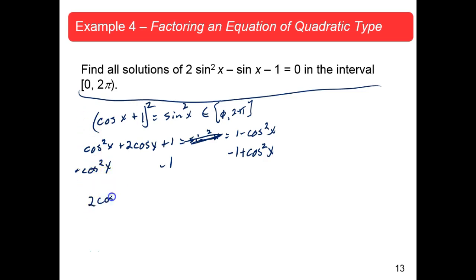2 cosine squared x plus 2 cosine x. Those add to 0 equals 0. Wow. Now what would you do? Factor out 2 cosine x from both sides, because that's the greatest common factor. What are you left with?